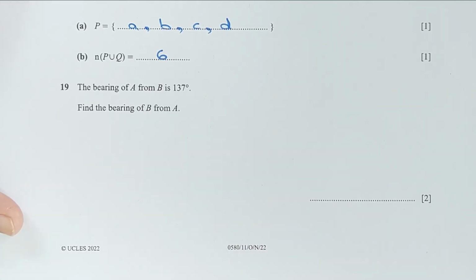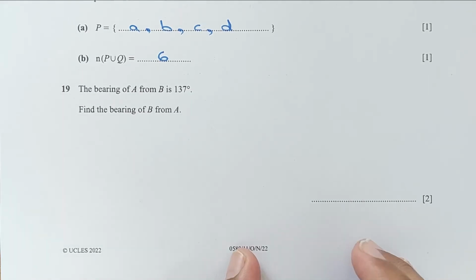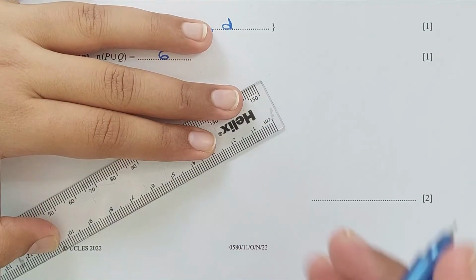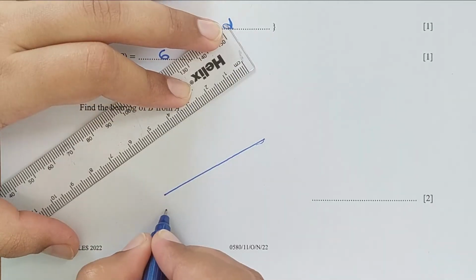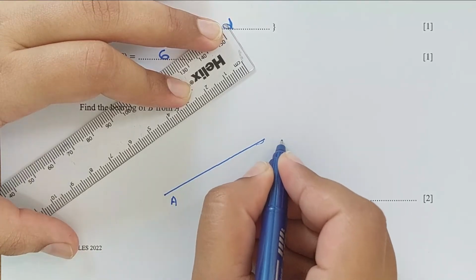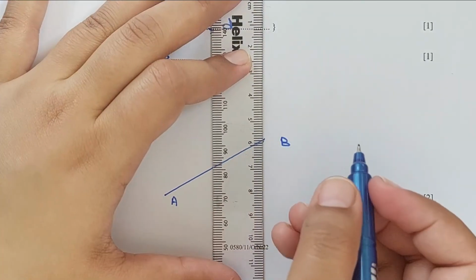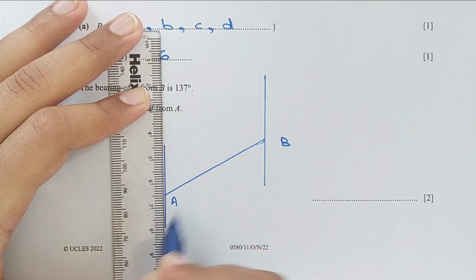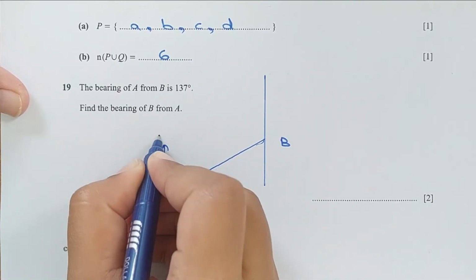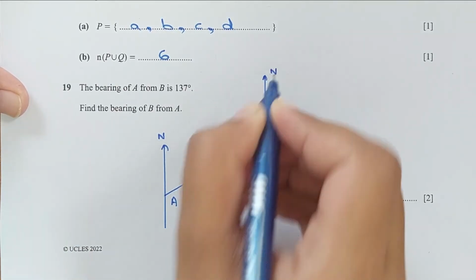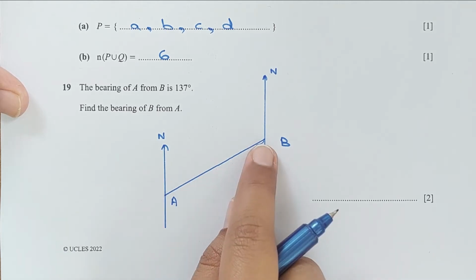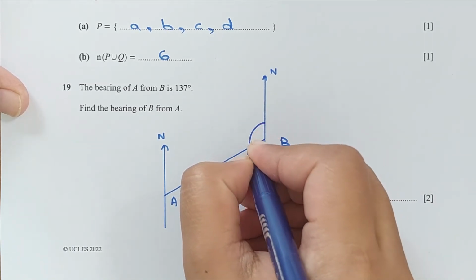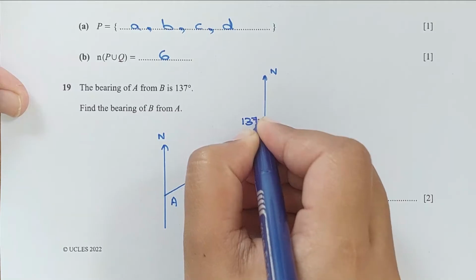Question number 19, the bearing of A from B is 137 degrees. Find the bearing of B from A. Let me draw this situation. So they are basically saying that if we have a point A and B and the two north lines, these are the two north lines that are parallel, the bearing of A from B. So from the north line of B to A, this is 137 degrees.